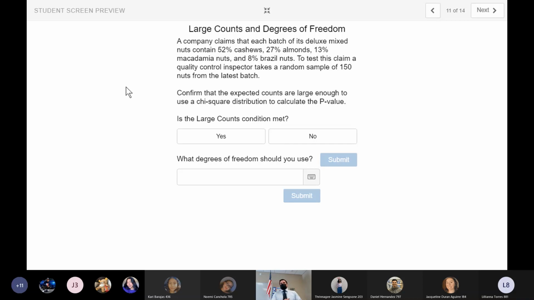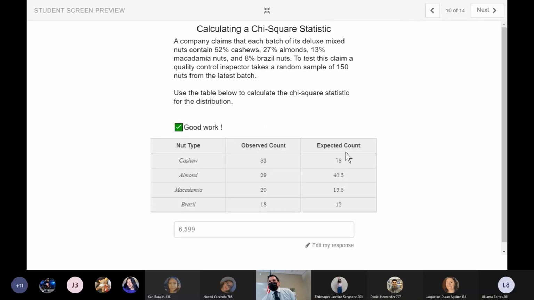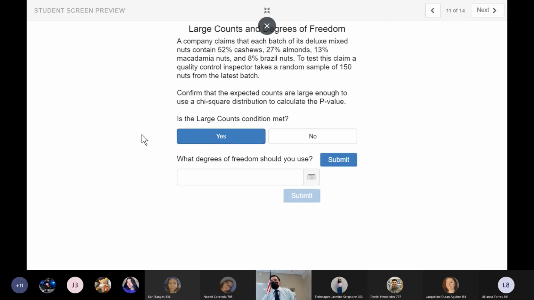Alrighty, so for the first one, large counts condition. Remember, the large counts condition is kind of the only new condition in this, and that is making sure that the expected counts for each of the categories is at least 5. If we look back at our table here, all of our expected counts are at least 5. We have 78, 40.5, 19.5, 12. Those are all bigger than 5. So our condition is met.